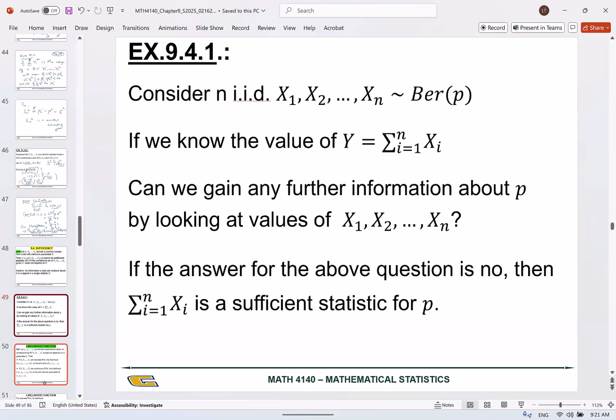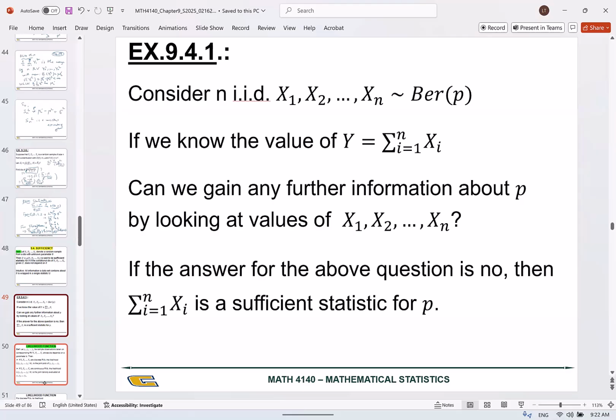For example, consider n IID observations x1 to xn that follow Bernoulli p, like voting, where x1 to xn vote for a new candidate. If we know the value of y equal to the sum of xi, the question is whether we can gain any further information about p by looking at the individual values x1 to xn. If the answer is no, then this will be a sufficient statistic for p.